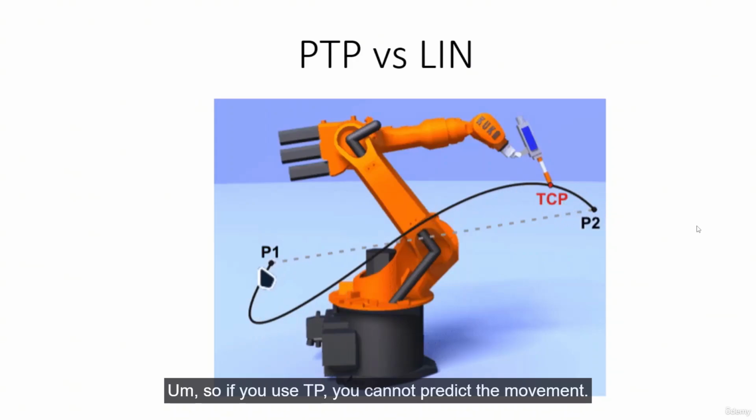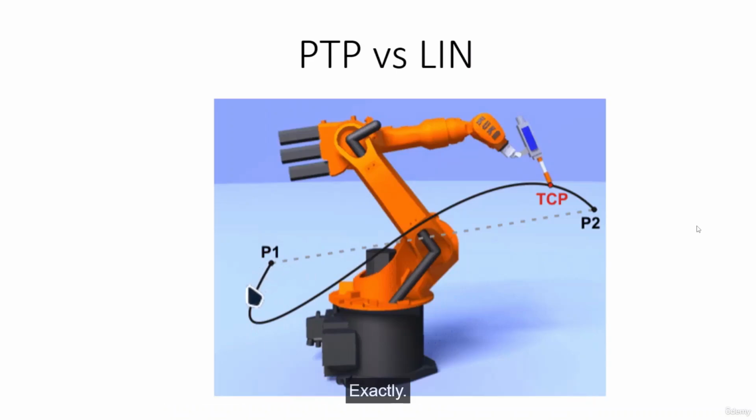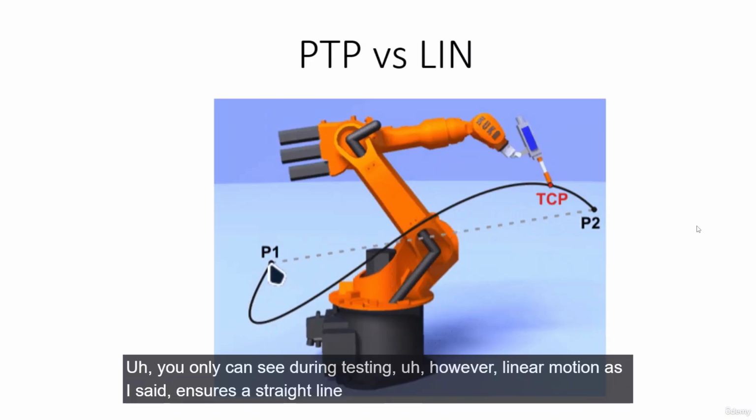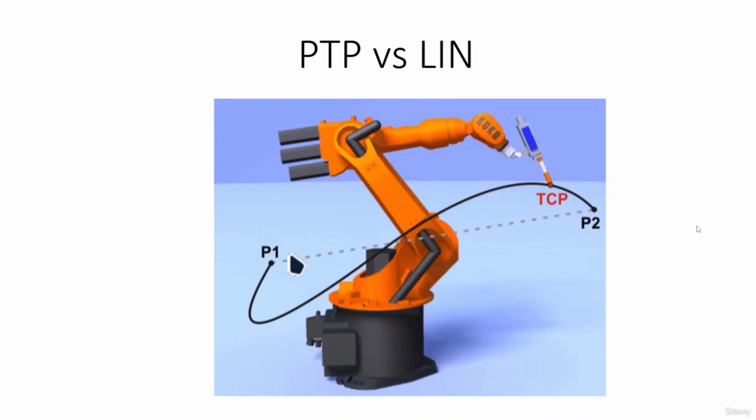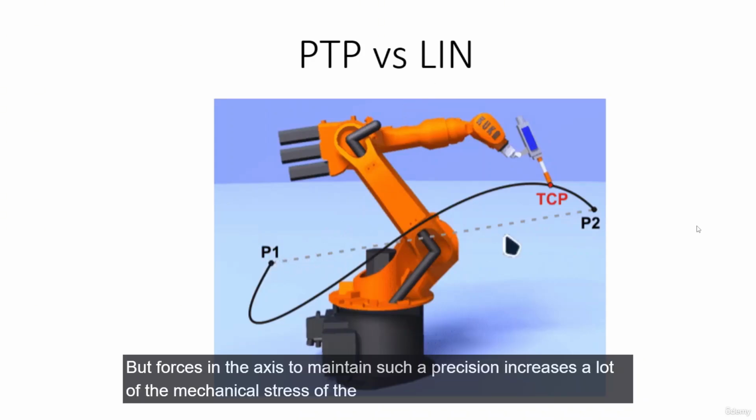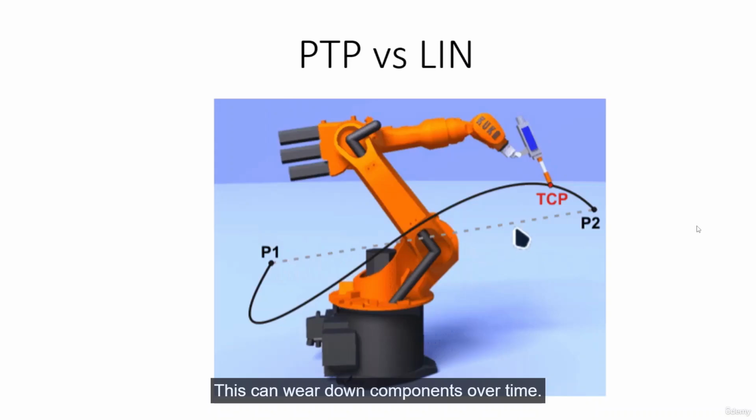So if you use PTP, you cannot predict the movement exactly. You can only see it during testing. However, linear motion, as I said, ensures a straight line path. But the forces in the axes needed to maintain such precision increase the mechanical stress on the robot a lot. This can wear down components over time.